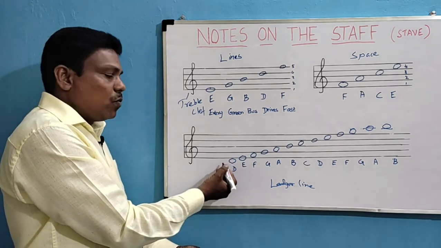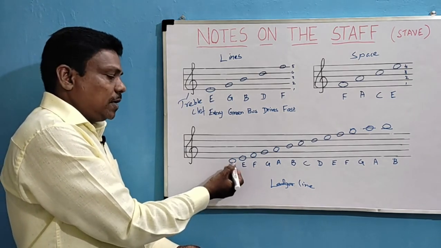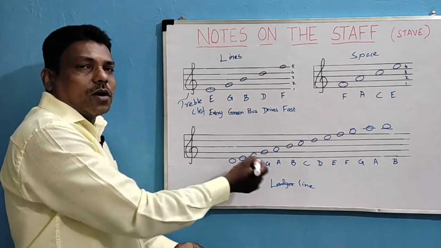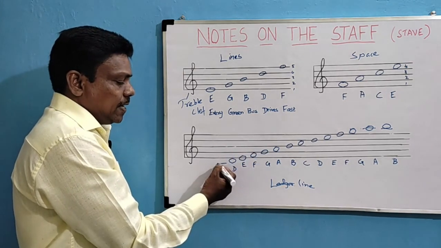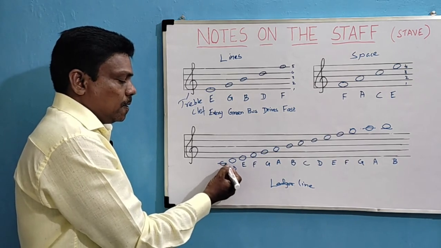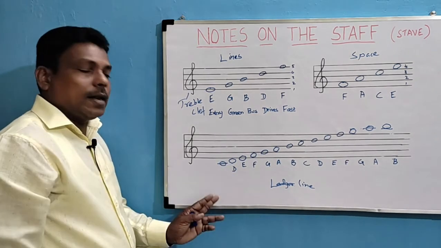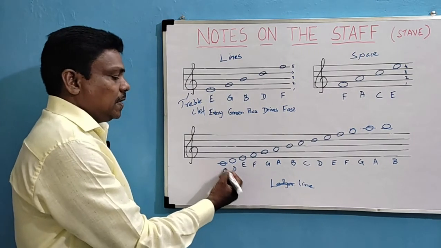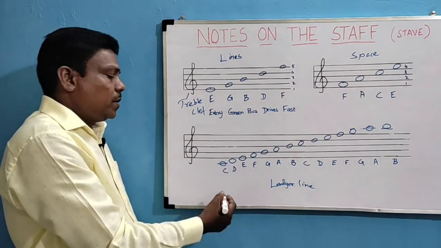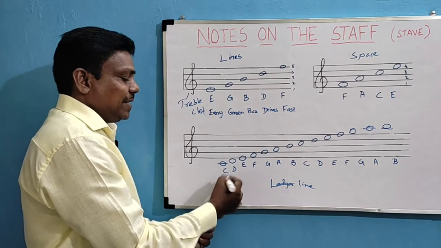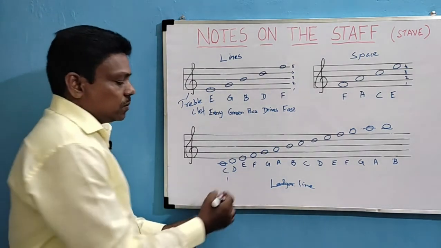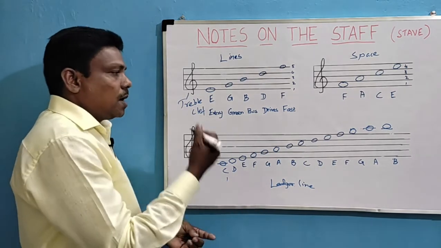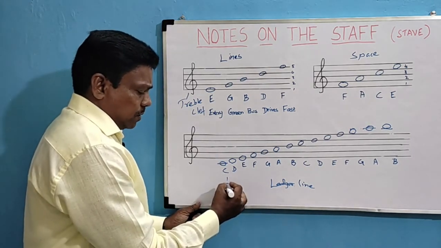Below that, if you have one more note, what to do? That note should come on a line. So instead of drawing a lengthy line, we put a small line called a ledger line. So this is C, and this note is an important note which is called middle C. This is the C which comes in the middle octave of the keyboard. So this is an important note for the keyboard.